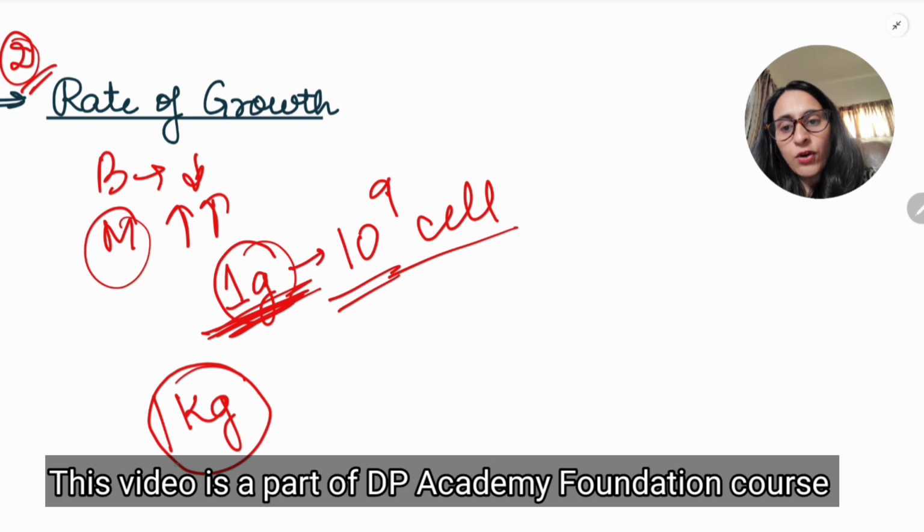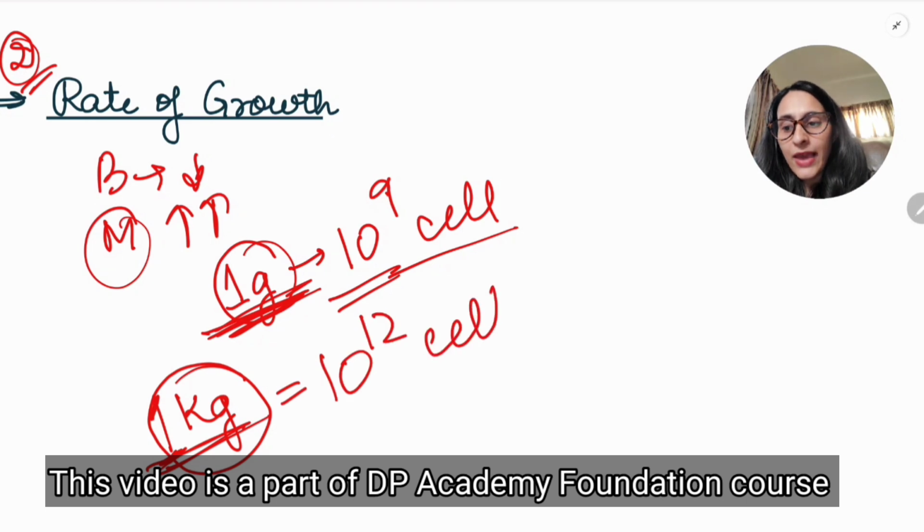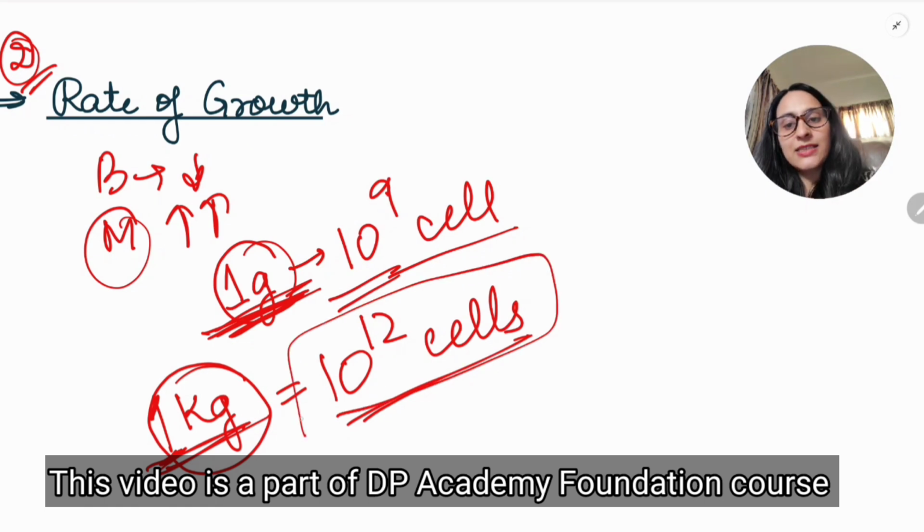The maximum weight of the tumor that is compatible with life is 1 kg, and this consists of 10 raised to power 12 cancerous cells. After this, the person cannot survive. So this is the maximum limit of the cells. That is 10 raised to power 12 cells that weighs 1 kg. If the tumor becomes more than 1 kg, it is very difficult for the person to survive.